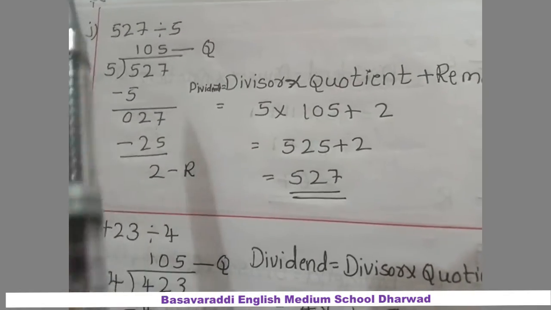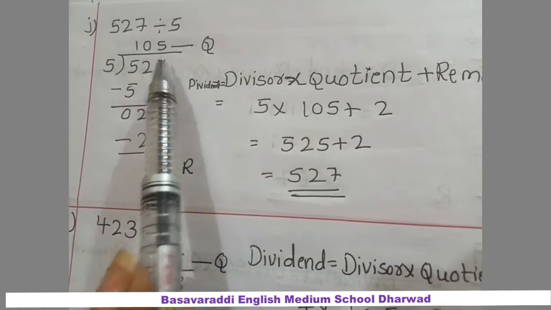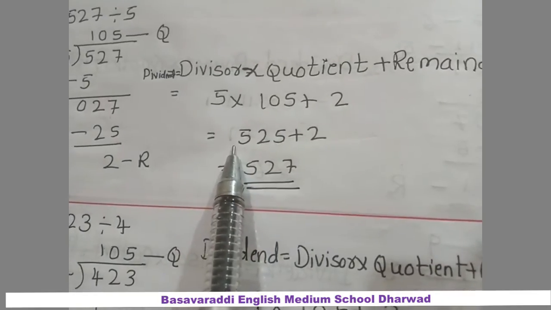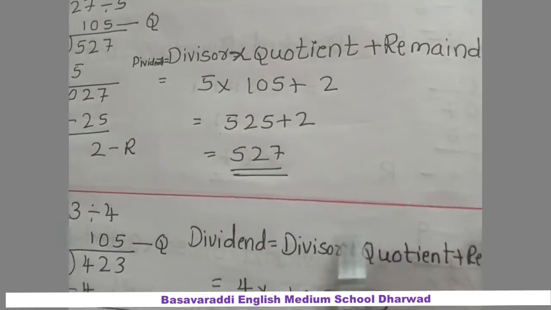The 2 is the remainder, and the quotient is 105. So 5 into 105 plus 2. So what is that? 525 plus 2, that is 527.